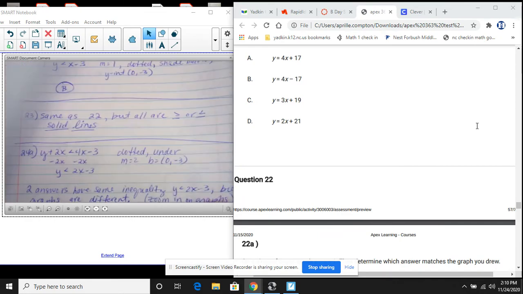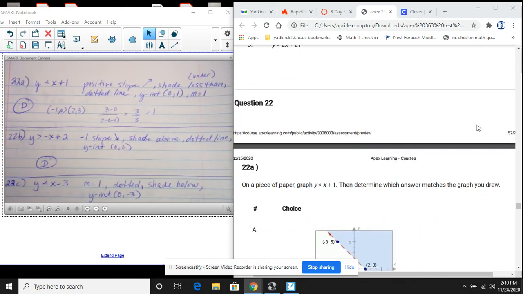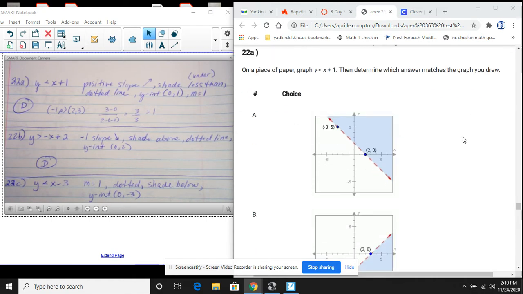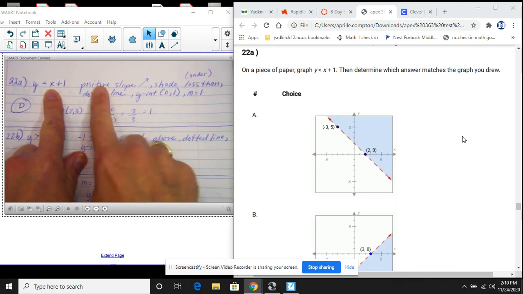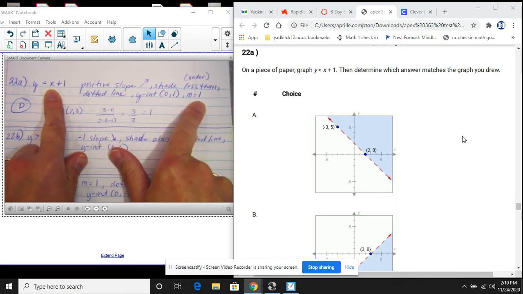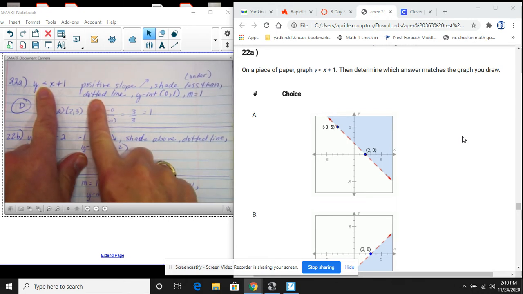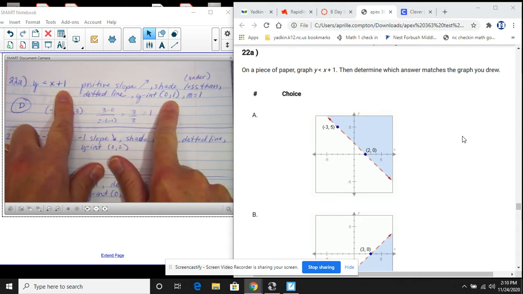Okay. Let's see, here's 22. It says, on a piece of paper, graph, then determine which answer matches the graph you drew. And you don't have to draw it on a piece of graph paper. You can. But some things that we need to look at here is that by looking at this inequality, I can tell it has a positive slope of 1. M is 1. I can tell it's going to be shaded less than, which means it's going to be shaded under because it's just the less than symbol, which also means it's going to have a dotted line. It has a y-intercept of (0, 1).